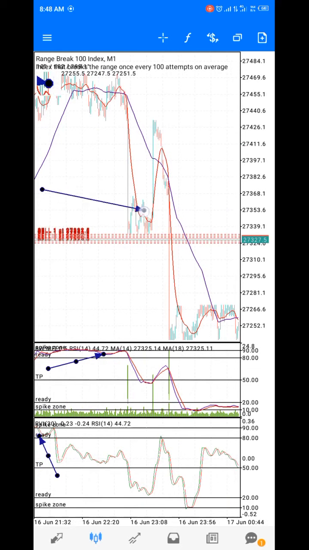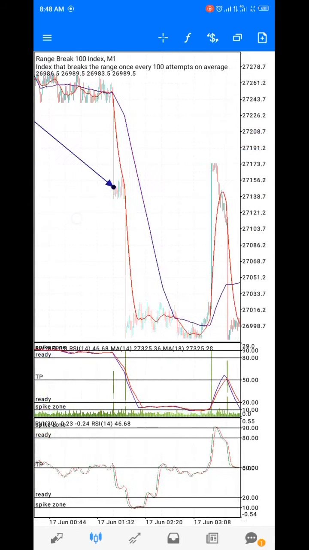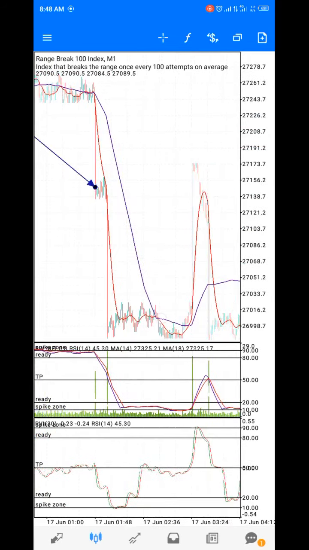You see this bullish candlestick. But eventually, you see what happened? After that, the market started rejecting and moving down. So that's why I took this trade.